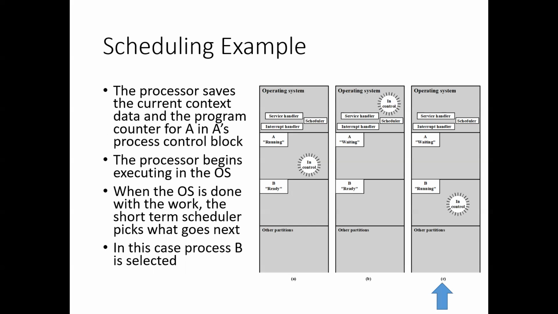The processor will save the current context data and the program counter in A's process control block, and then begin executing the OS. When the OS is done with its work, the short-term scheduler picks what goes next. In this case, it may be process B that's selected, which we can see in part C in this scheduling example.